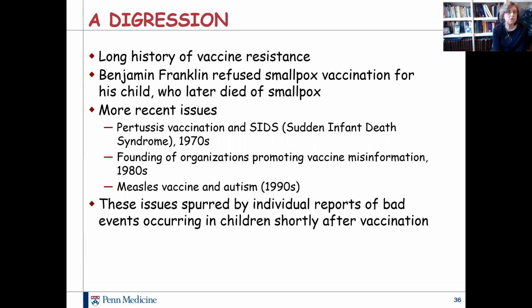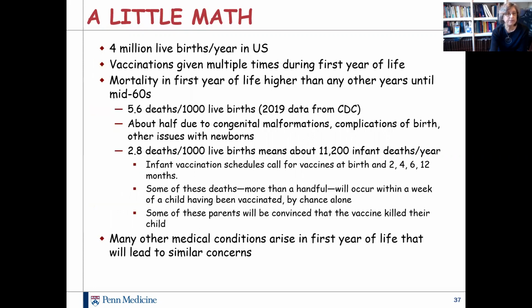But more recent issues: pertussis vaccination led to concerns about a relation between the vaccine and sudden infant death syndrome, also neurological problems. There were organizations founded that promoted vaccine misinformation back in the 1980s. And then, of course, there was the measles vaccine and autism scare in the 1990s. So these issues were spurred by individual reports of bad events occurring in children shortly after vaccination.